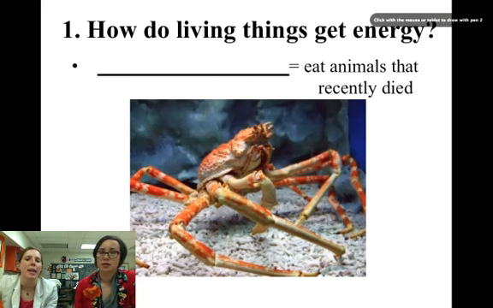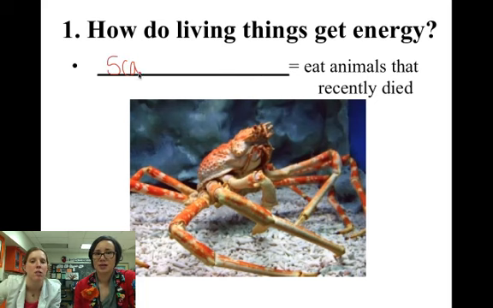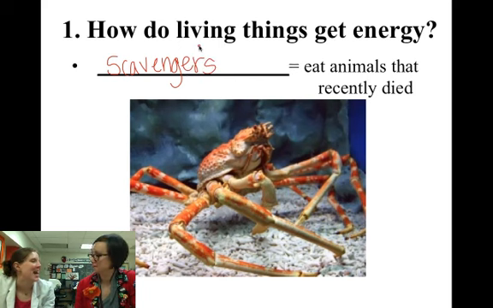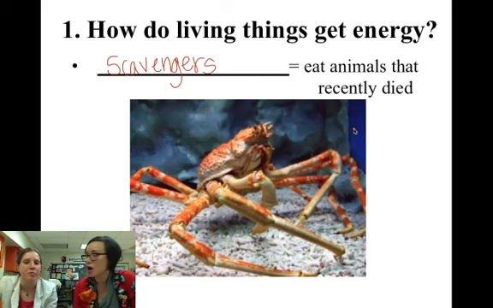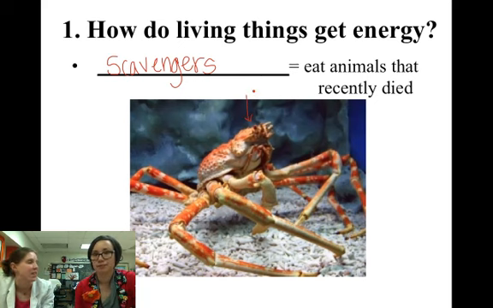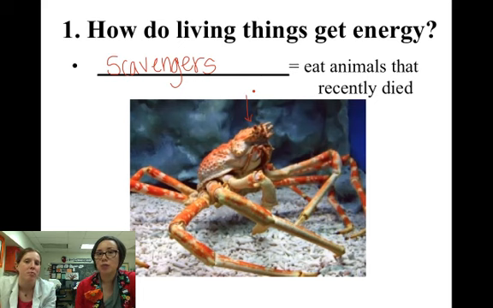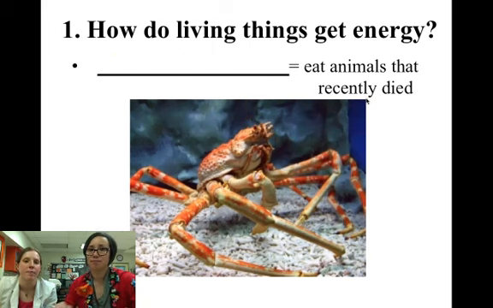The next category is our scavengers. What do scavengers do? Scavengers eat animals that are recently dead. They don't actually hunt and kill their food. They just eat things that have already died on their own. What is this a picture of? This is a picture of a crab, which is a scavenger on the floor of the ocean that will eat parts of things that have recently died. So again, we're still talking about consumers, still talking about heterotrophs. But this is a unique classification of heterotroph where we're eating only animals that have recently died. We're not actually hunting and killing them.